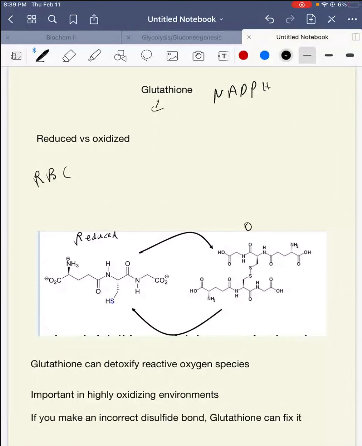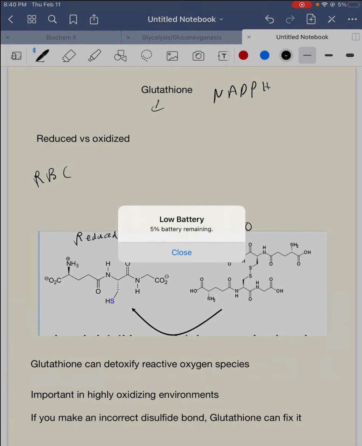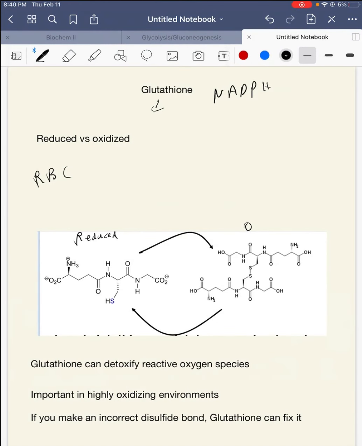So we have the reduced form and oxidized form of glutathione. Like I said, glutathione can detoxify reactive oxygen species. This is really important in oxidizing environments. In another example, if you make an incorrect disulfide bond, glutathione can fix that, because disulfide bonds involve reduction and oxidation. Let me just write this down. This is the oxidized form of glutathione. This is the reduced form.